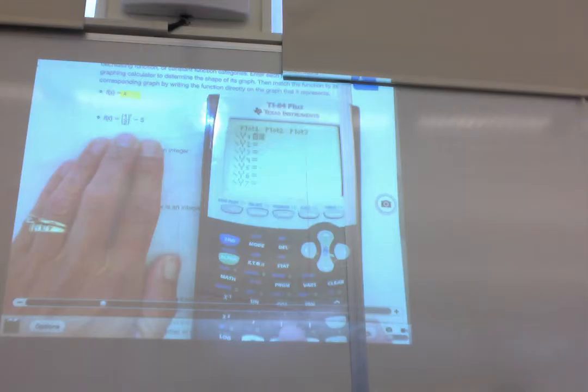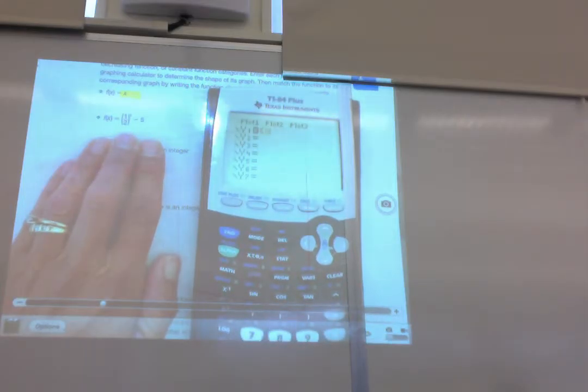Okay, so the first thing that I'm going to push is a parenthesis. Then I'm going to push 1 divided by 2. And then I close the parentheses. Parenthesis 1 divided by 2 to make that fraction 1/2.